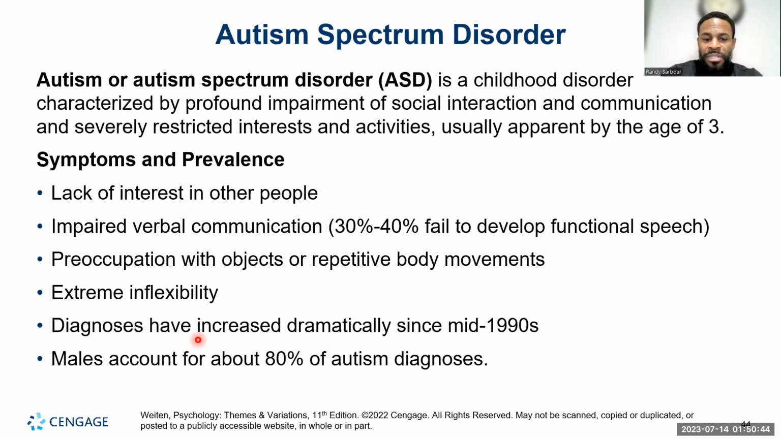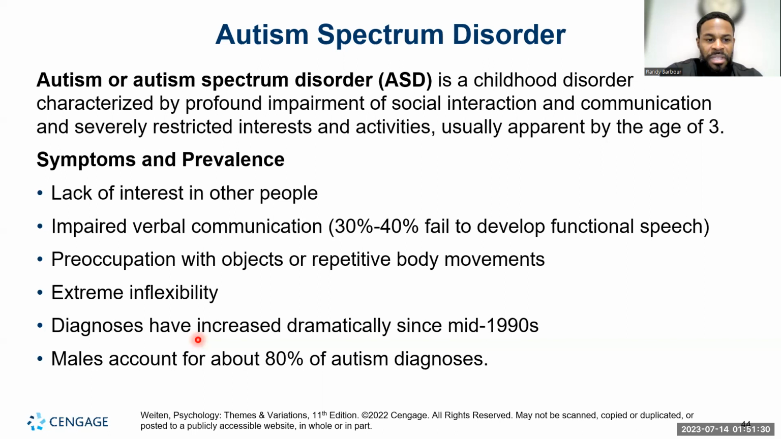Some of the symptoms and prevalence: about 80% of the young people who are diagnosed are male, right? That's about 80% of the autism diagnoses. And these diagnoses have increased dramatically since the mid-1990s. That's because the monitoring and evaluation process has been a lot more stringent, right? So every child is oftentimes checked for cognitive delays and intellectual disabilities to determine if they have certain impairments, so that we can intervene earlier.